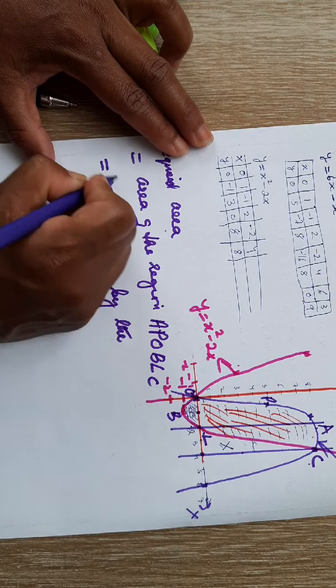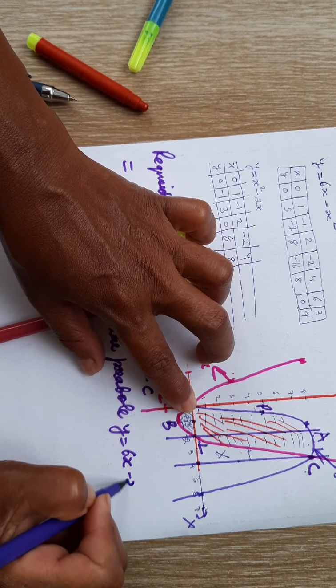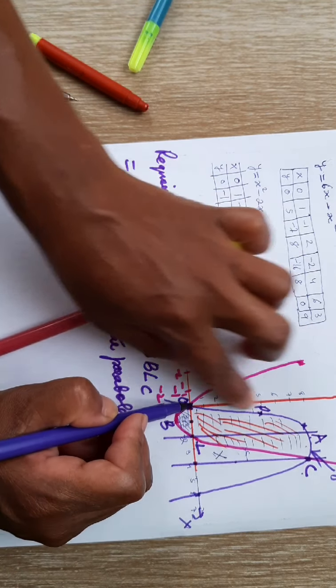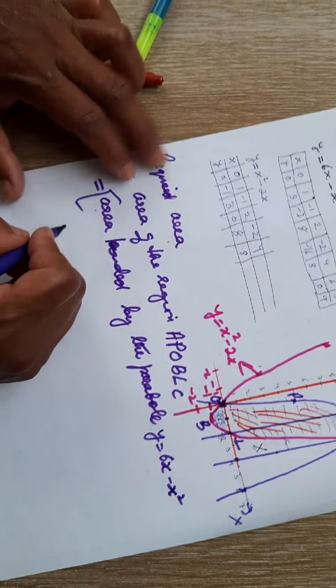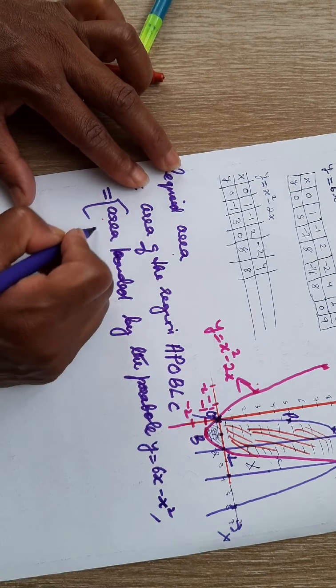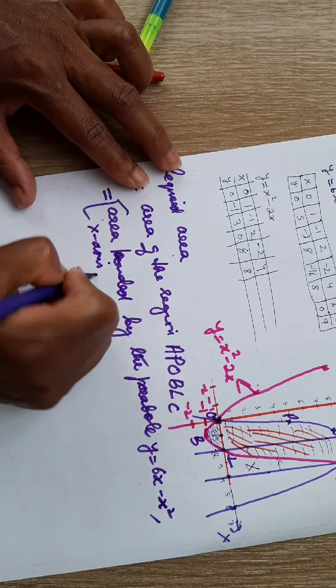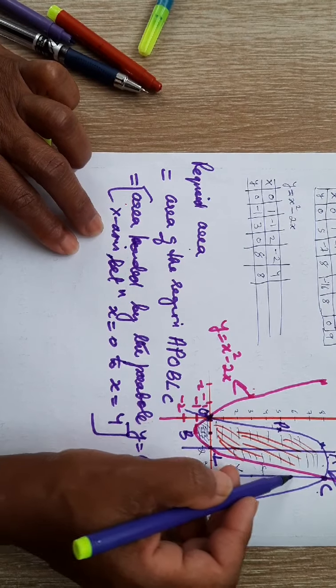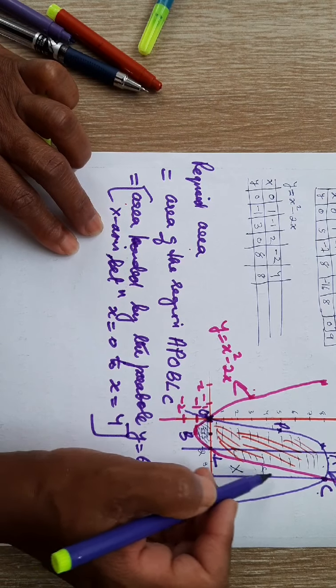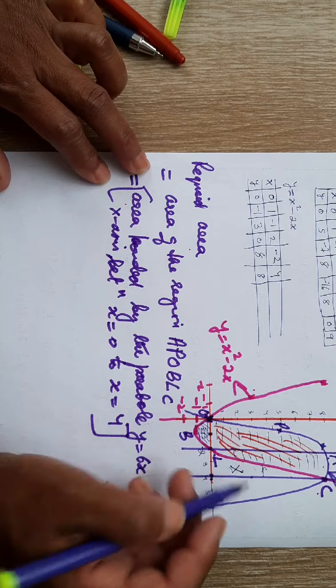the parabola, that is this one, parabola y is equal to 6x minus x square between x is equal to 0, and the x-axis between x is equal to 0 to x is equal to 4. But you see that I include this region also, which is not a required region, but I'll subtract it afterwards.